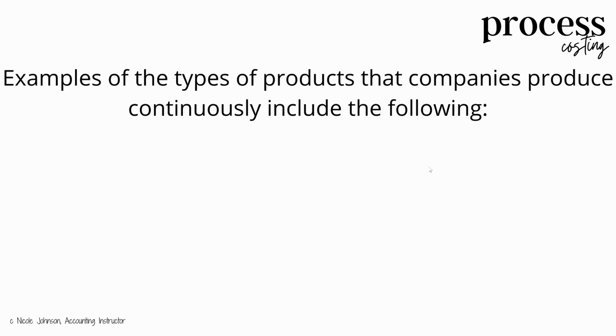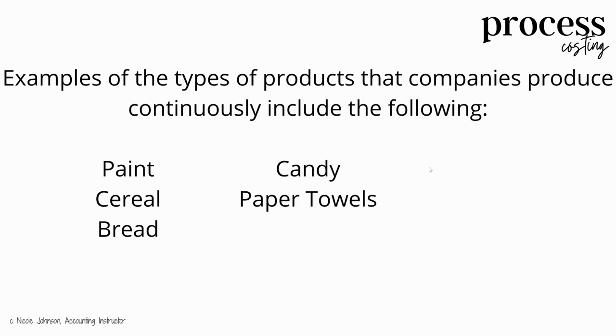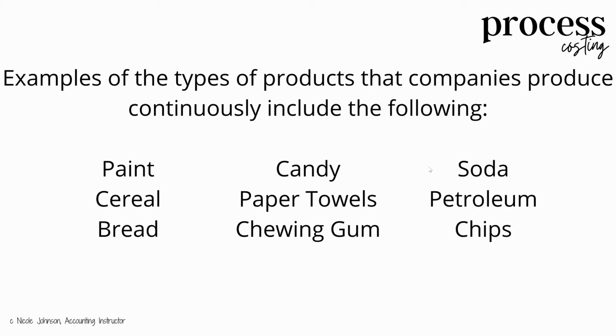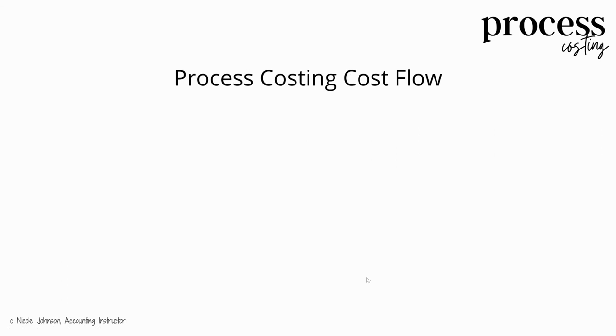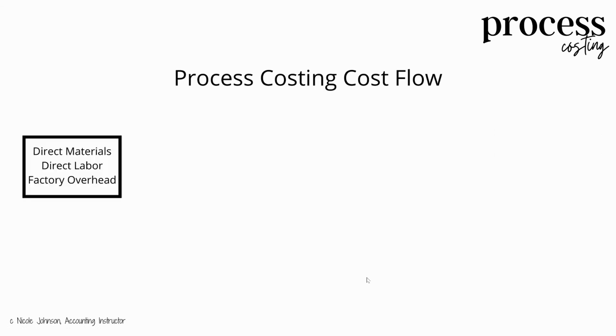Examples of the types of products that companies produce continuously include the following: paint, cereal, bread, candy, paper towels, chewing gum, soda, petroleum, and chips. These are just a few. There are plenty more companies that use process costing and continuously produce items. So let's look at the process costing cost flow.